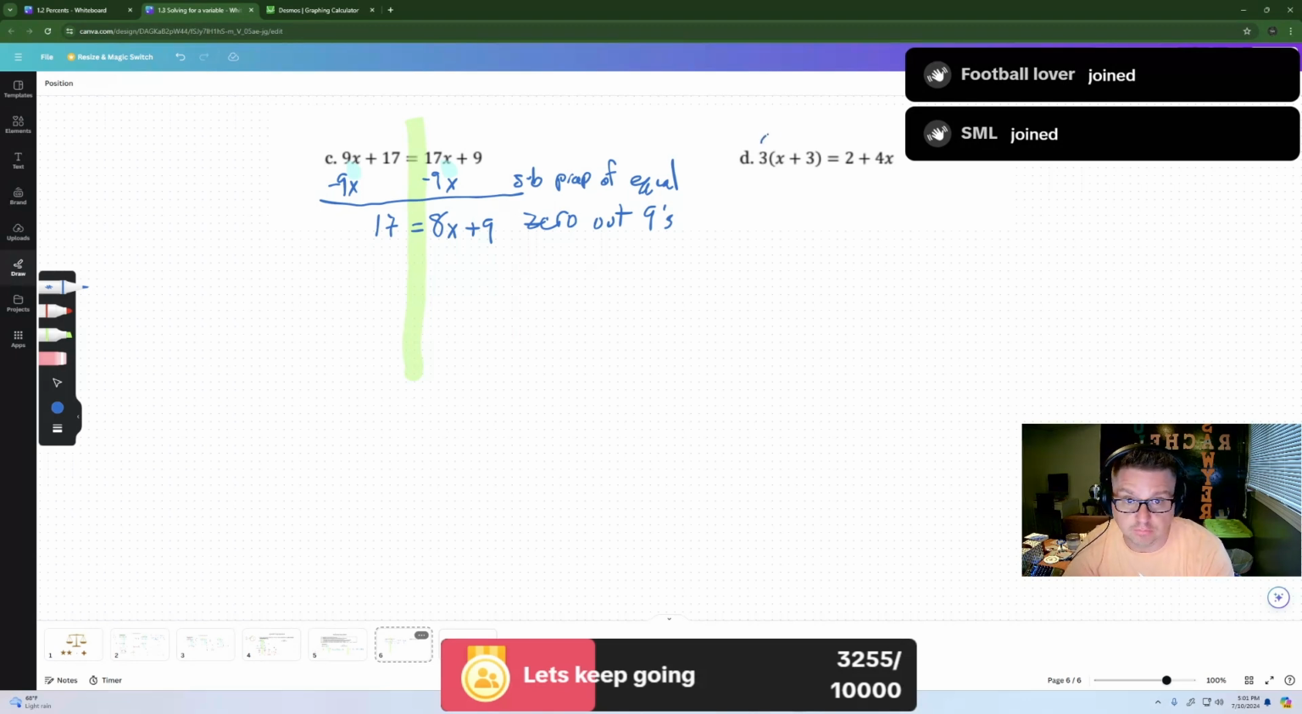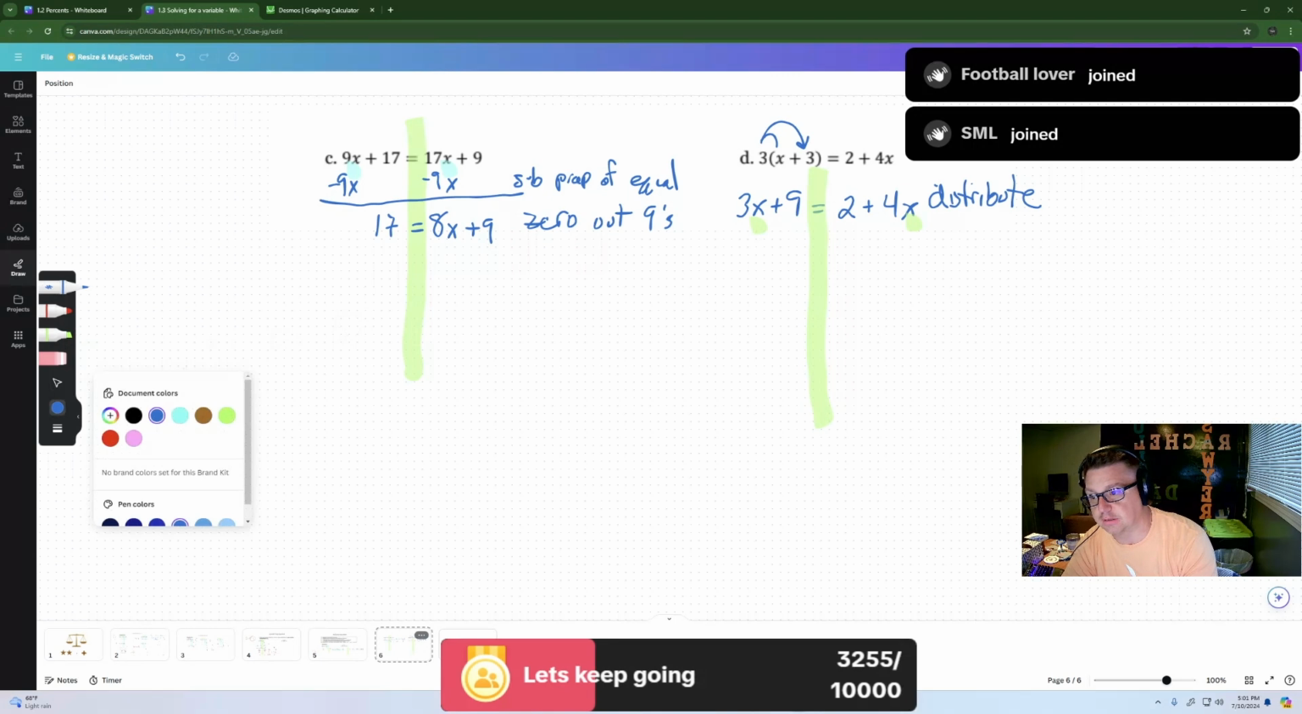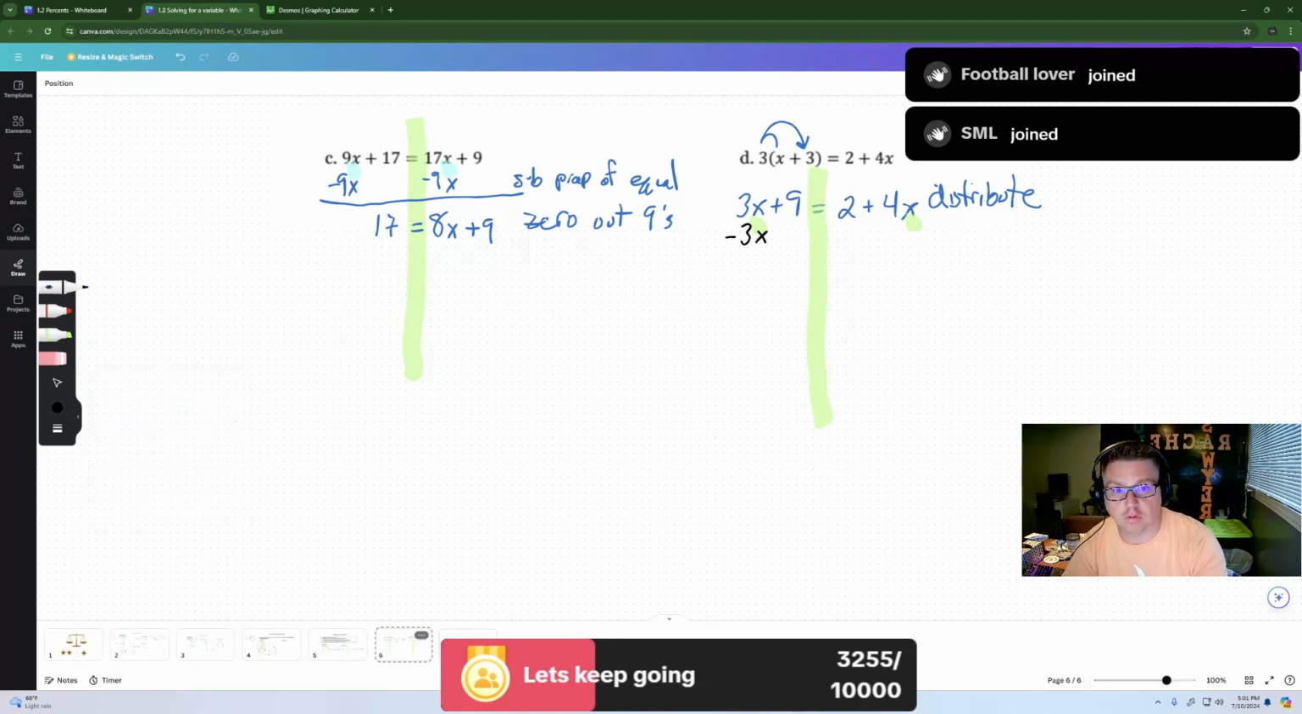Now for this last one, I'm going to distribute. Once I distribute, I've got 3x plus 9 equals 2 plus 4x. When I highlight and draw my line, what do I notice about my highlights? They're on opposite sides. So do I want to subtract 4x from both sides or subtract 3x from both sides? Hopefully, you're going to start to train your brain. And remember, this is subtraction property of equality.